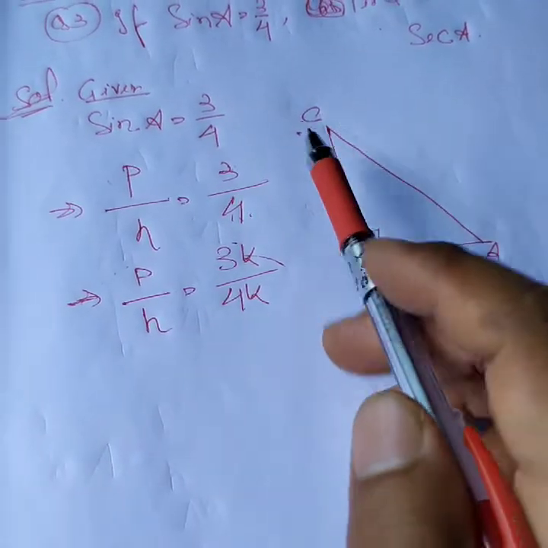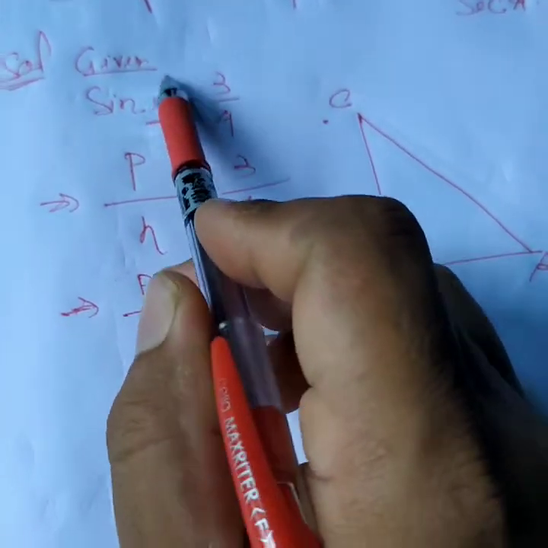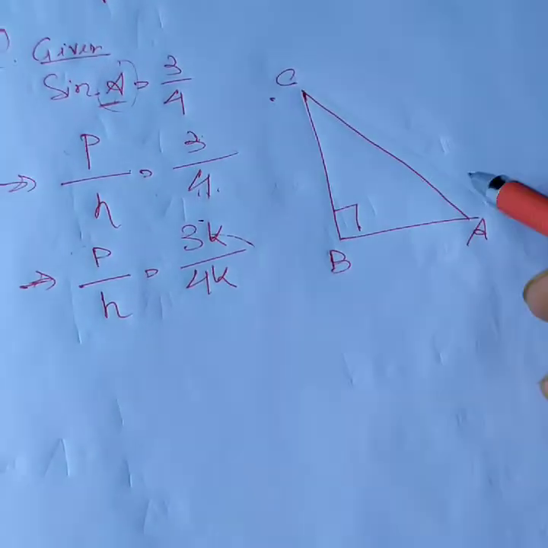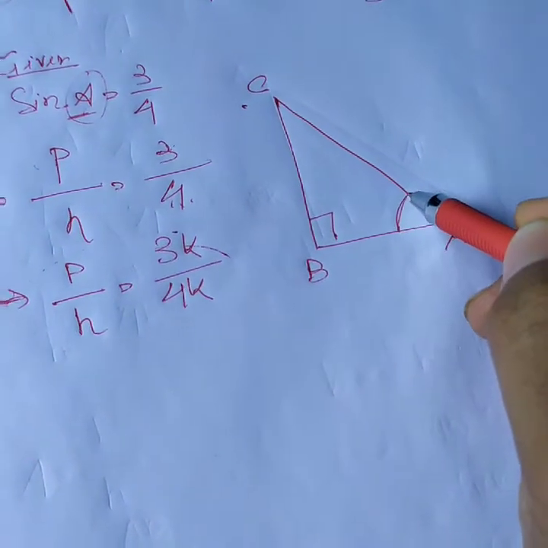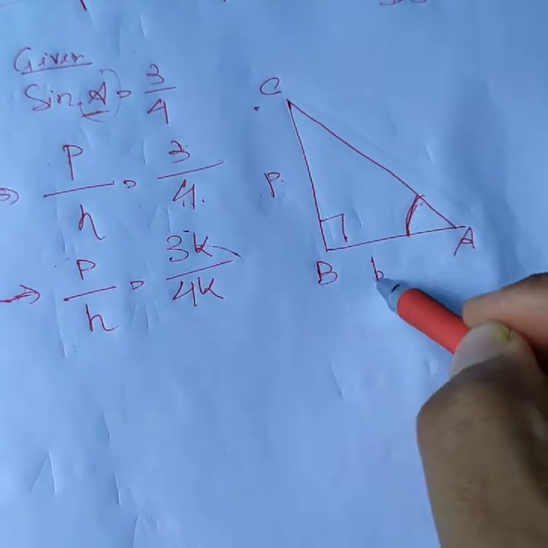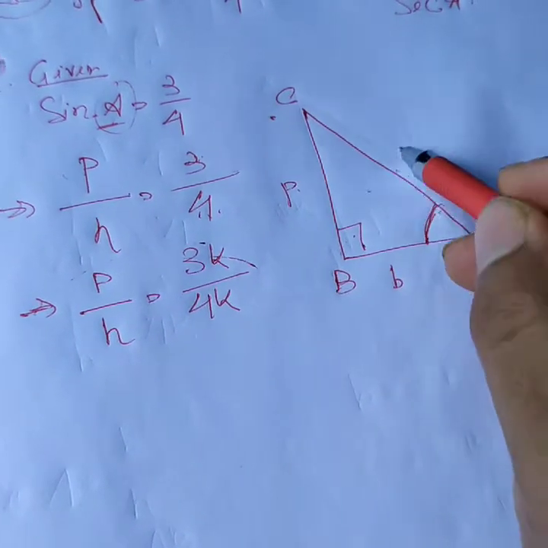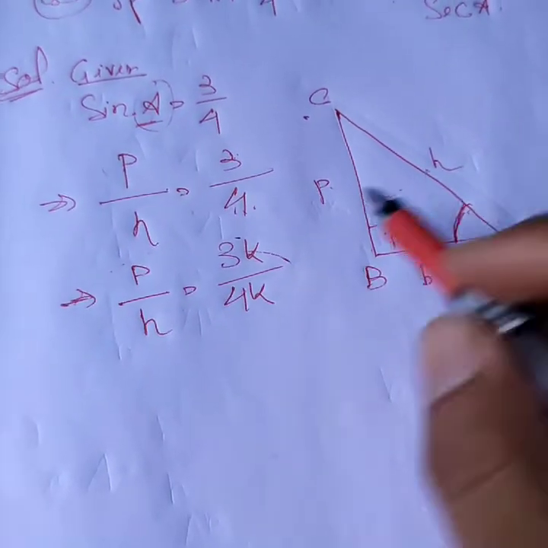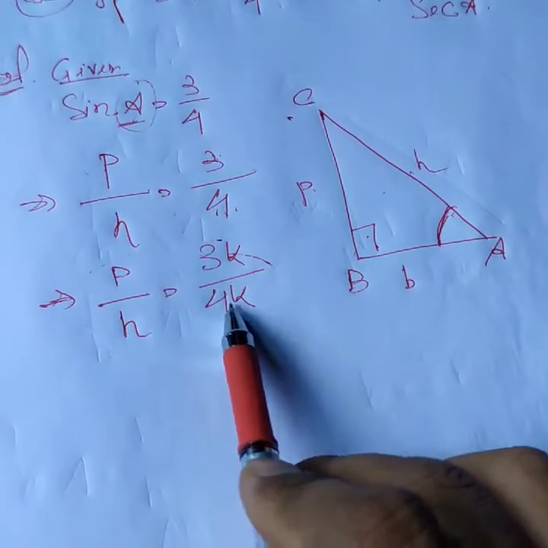So which one will be the perpendicular now? We are looking at angle A. So with respect to angle A only, you have to find the perpendicular. The side opposite to the angle will be the perpendicular. So this one will be the base, and opposite to 90 degree, it will be the hypotenuse. And then you can put the value, perpendicular 3k, hypotenuse will be 4k.